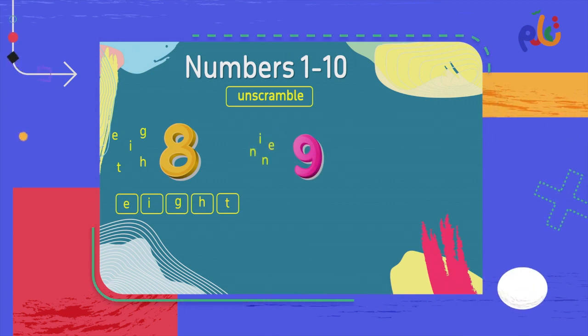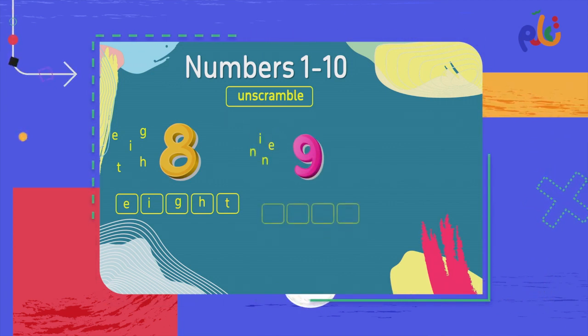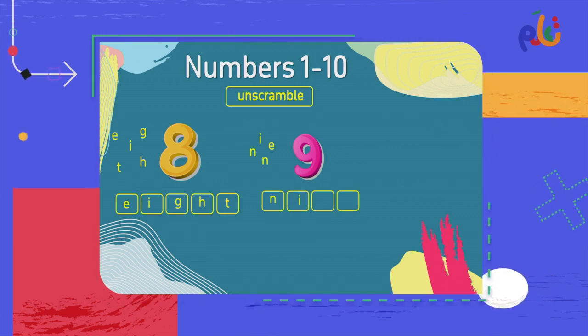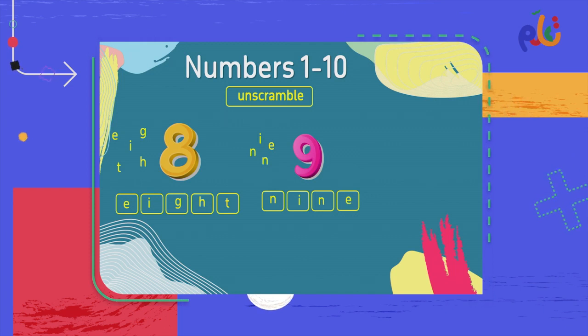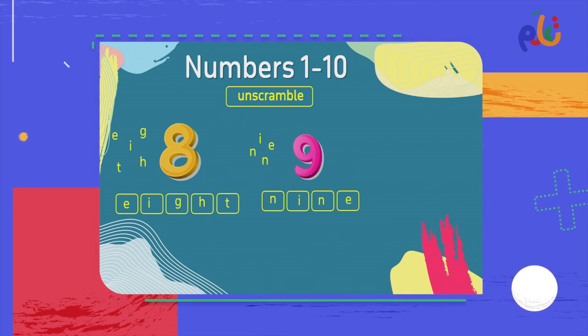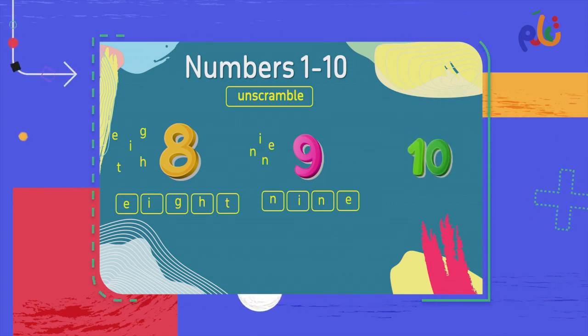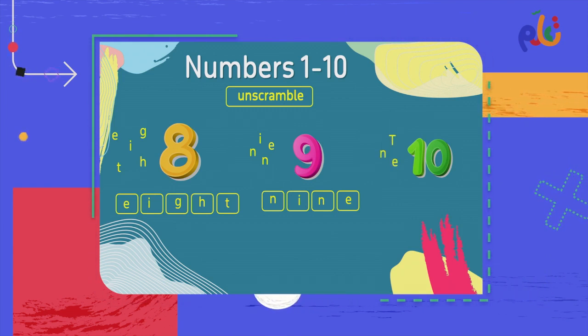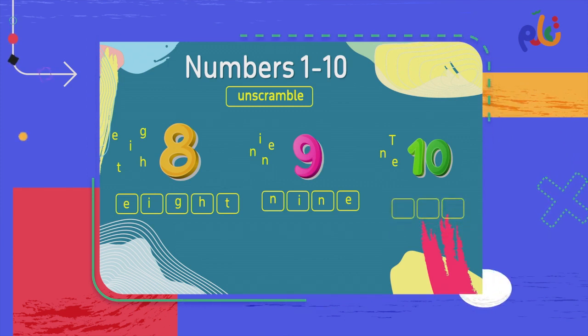9. Perfect. N, I, another N, and then E. 9. Okay, let's take our final number. 10. It is scrambled and we want to fix it. 10. T, E, N. Perfect.